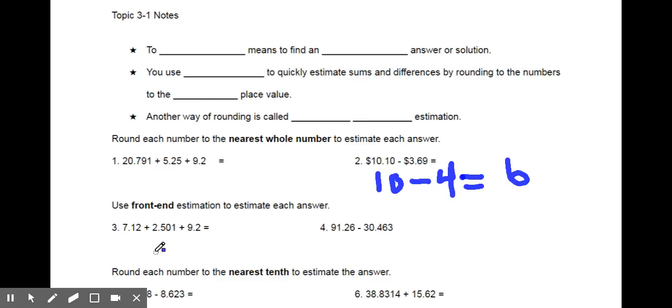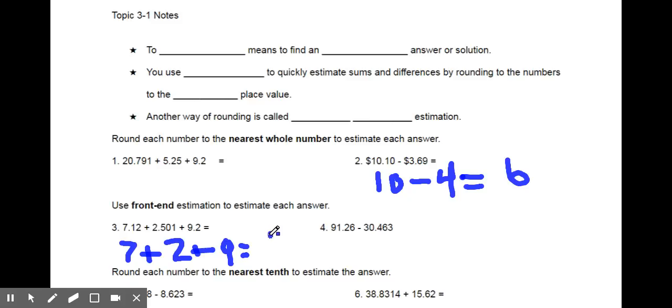Front-end estimation is where you literally just take the first number. So instead of having 7 or having to worry about rounding, you just have 7, and then that's a 2 plus 9. So front-end estimation doesn't have any rounding involved. You take the whole number and just add them up. So now you have 7 plus 2 plus 9, which gives you 18.